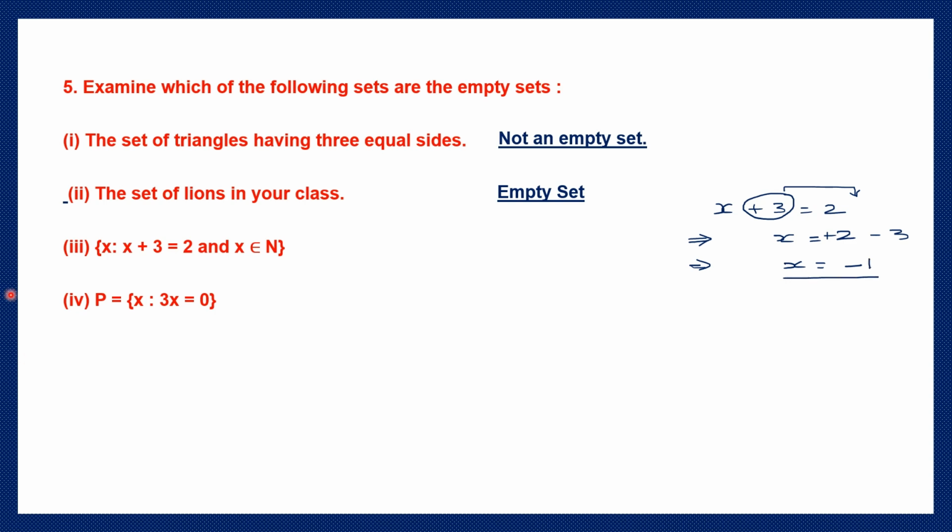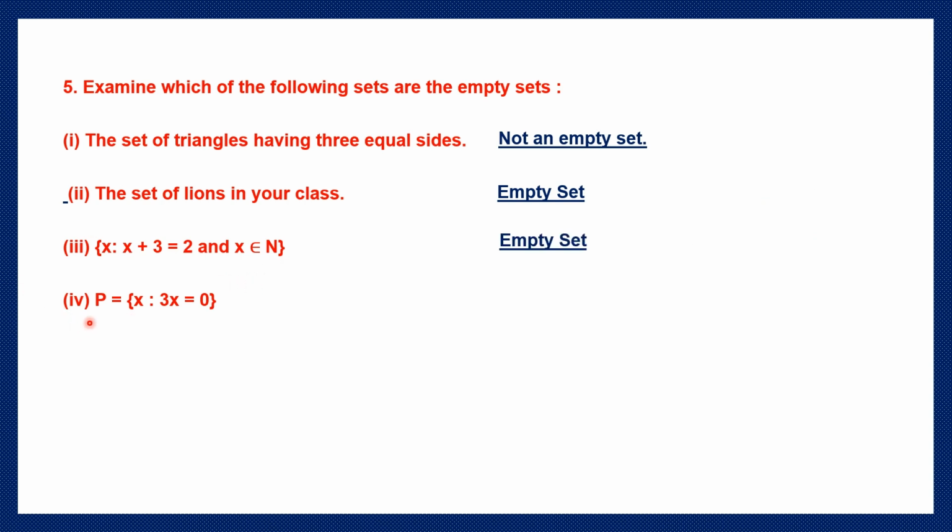Now let's read the rest of the question. So now we found that x is equal to minus 1. But here look at this part. It says x belongs to N, and N stands for natural numbers. So x belongs to N, whereas x here is minus 1, which is not a natural number. That means this set is empty. There is no element here. X is minus 1, but since minus 1 is not a natural number, we cannot put it in that set. So there is no element in that set. So this set is an empty set.